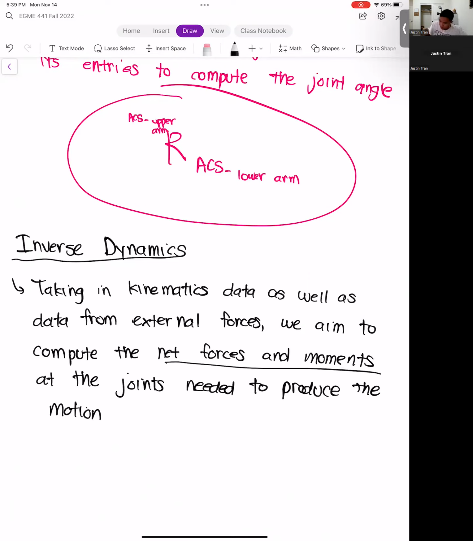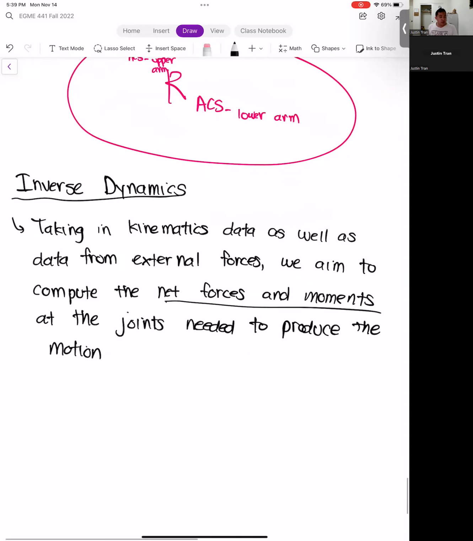What we're looking for essentially is forces and moments. And the way that we do this is kind of the same thing over and over again. We draw free body diagrams of each of the different body segments and use the equations of motion to compute the unknown forces and moments at the joints.